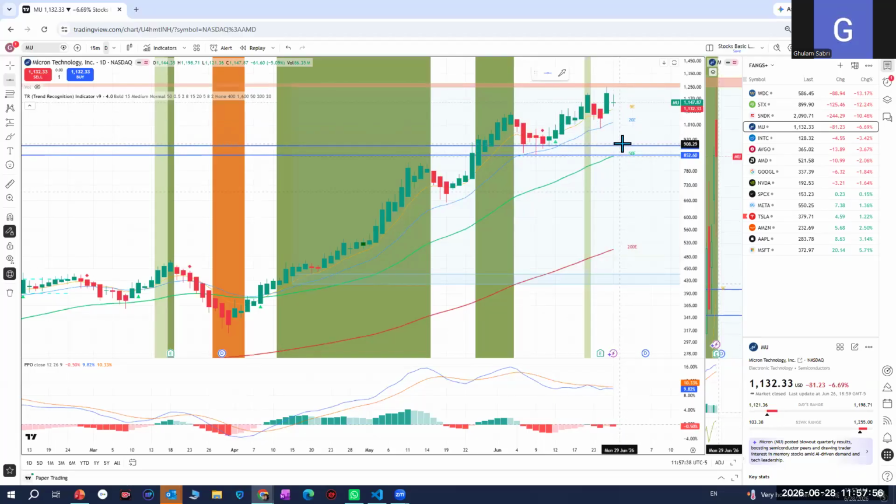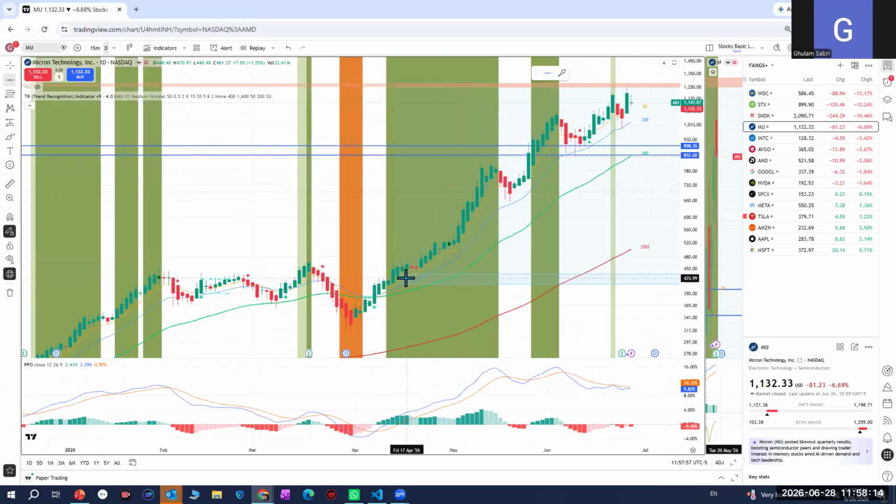Why? Because it's backed by strong fundamentals. It's cheap. Even at this level, 800, I have not seen in my lifetime any stock which has increased by 800% in 1 year, and still the forward PE is just 8 or 10 or 11. I have not seen it. There's something very special.